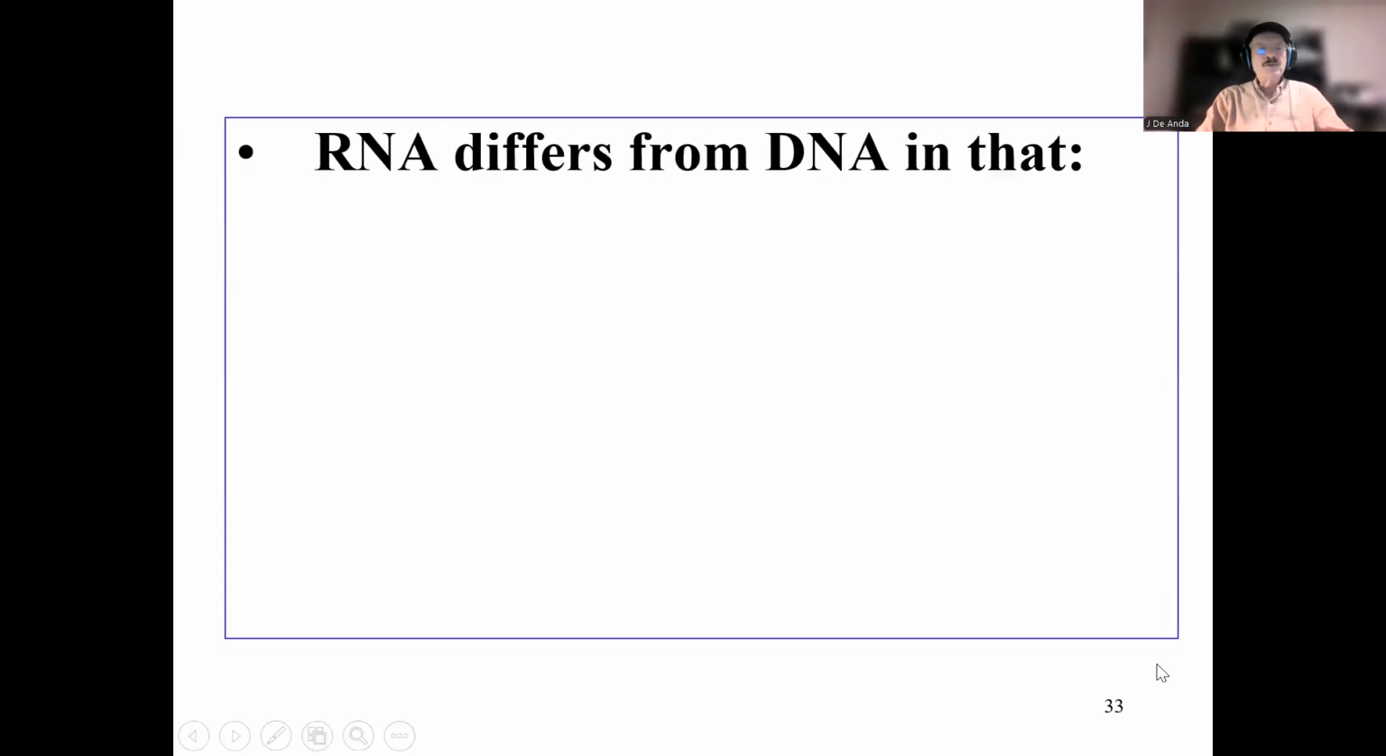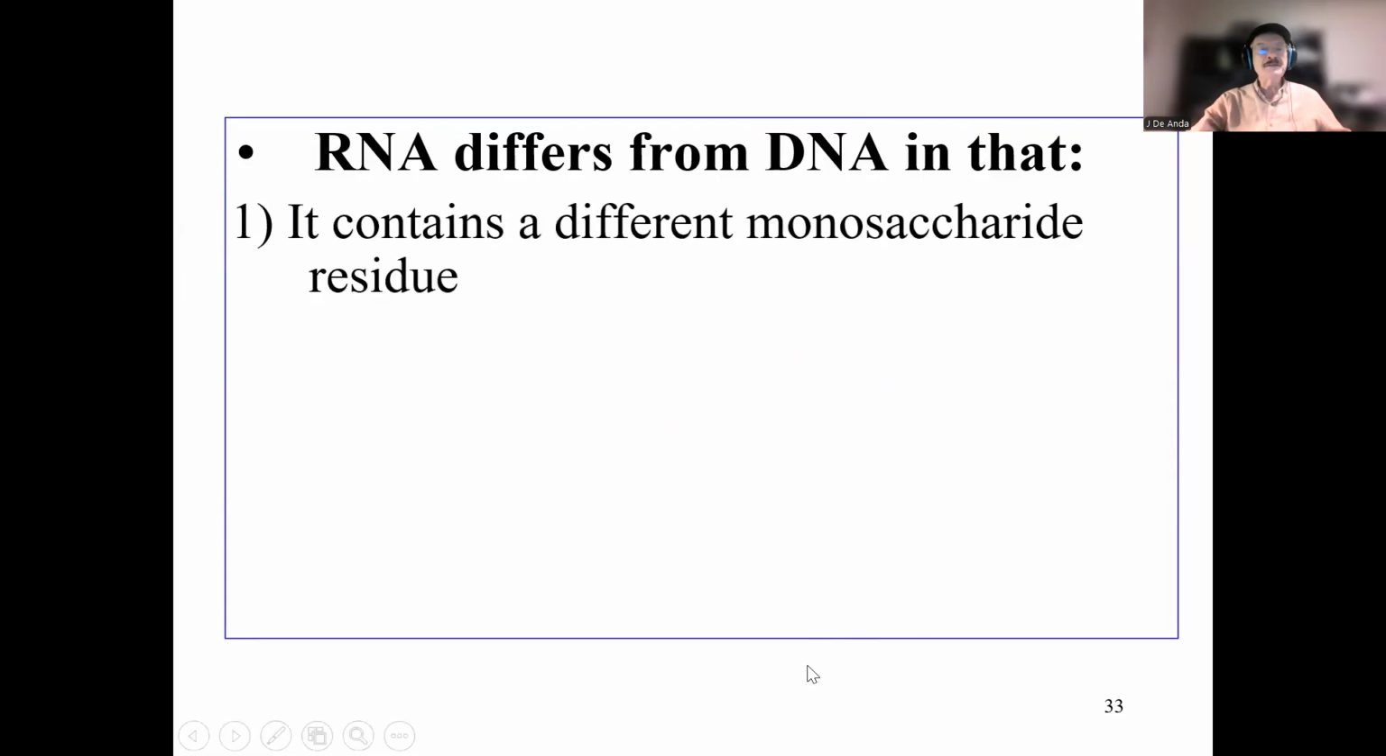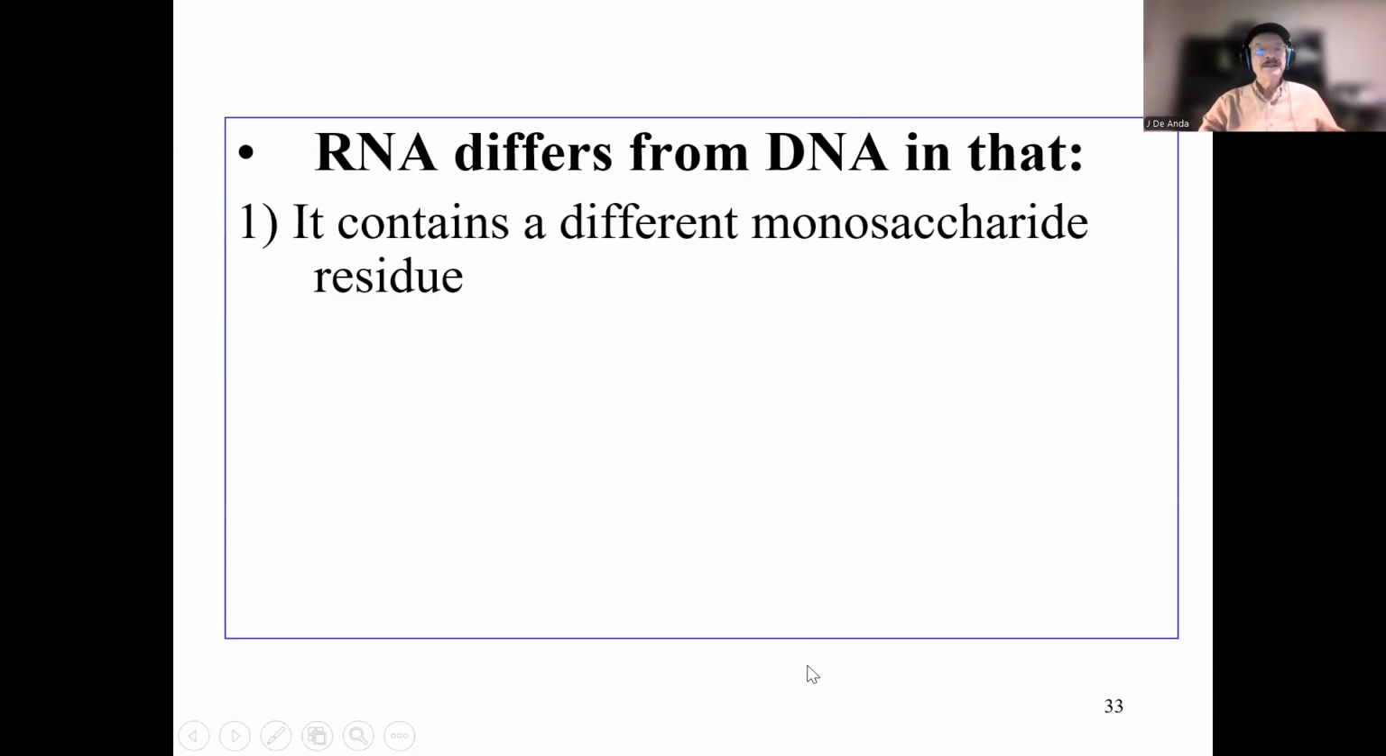So RNA, or ribonucleic acid, differs from DNA in several things. Okay, and here's some of the key differences between them. First of all, it contains a different monosaccharide residue. Remember, DNA uses the so-called deoxyribose. RNA uses ribose.